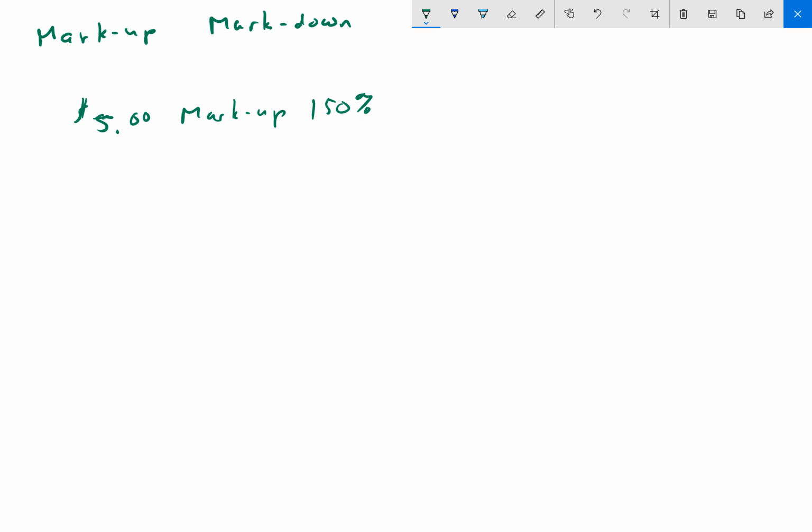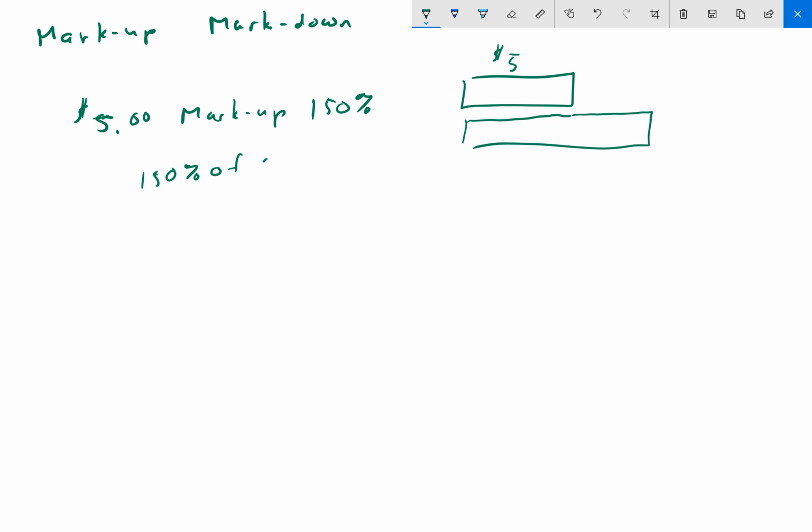Now, to give you an idea what that looks like, if this is 100% of $5, 150% is going to be this, and then another 50%. So it's going to obviously be more than the $5. So all I'm going to do is say, well, what is 150% of $5?